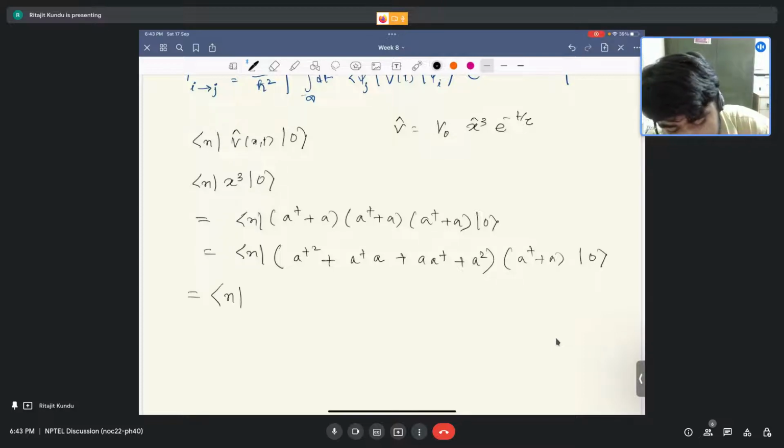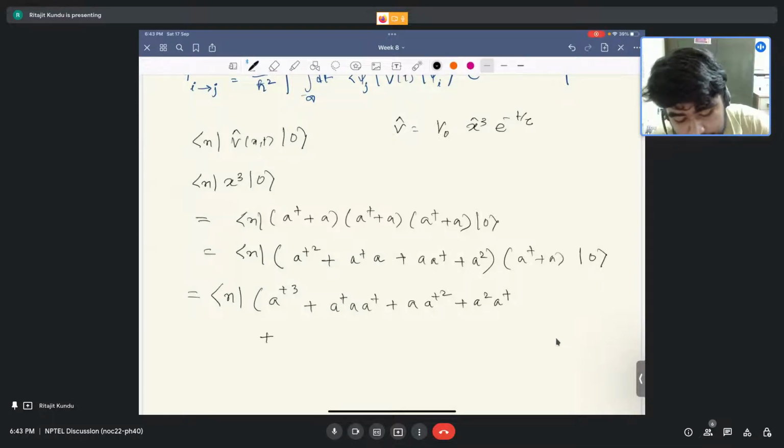Now let us complete the last multiplication. It becomes a plus a dagger, times that square. So it becomes a dagger cube, plus a dagger a dagger a, plus a dagger a a dagger, plus a dagger squared, plus a squared a dagger, plus a dagger a squared, plus a a dagger a, plus a cube.